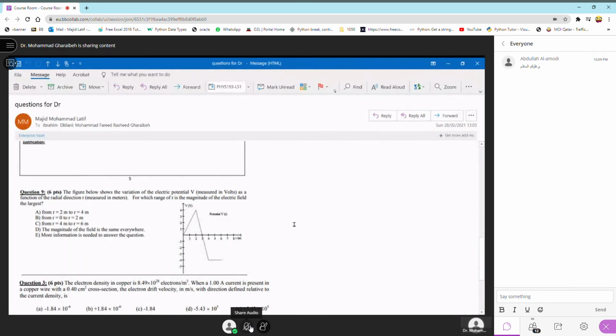From 0 to 2, the slope is what? 4 over 2, that's meaning 2. From 2 to 4, the slope is what? It is minus 8 over 2, that's minus 4. So in magnitude it is 4, so larger than the first one. From 4 to 6, the slope is 0, because the potential does not change. So the right answer is A.